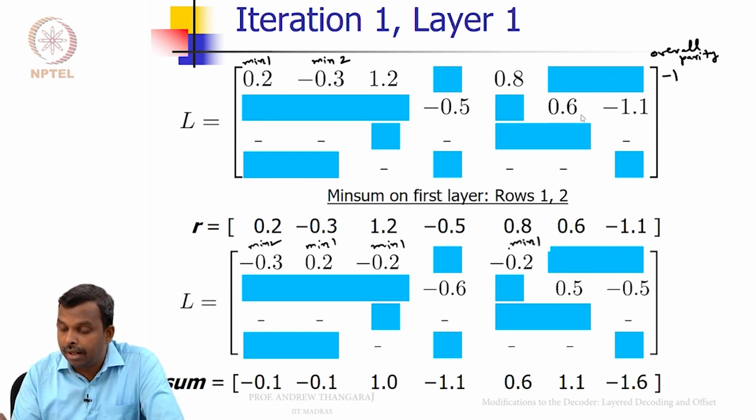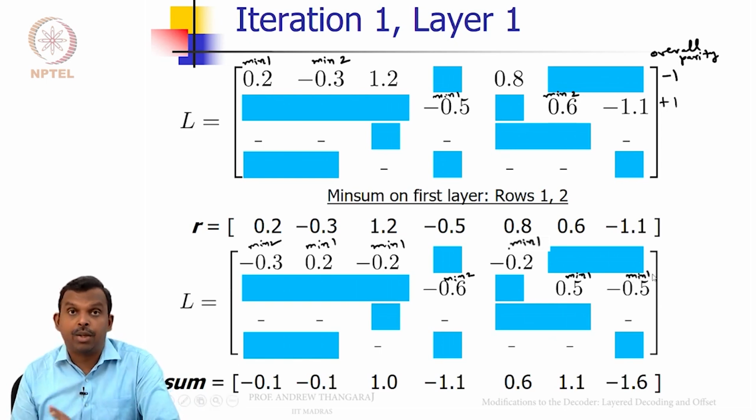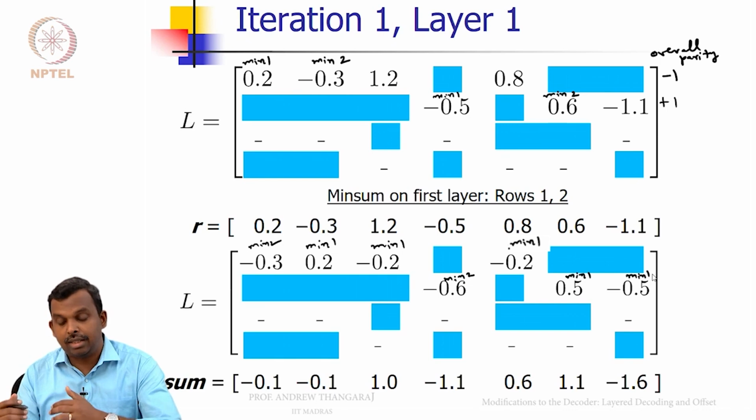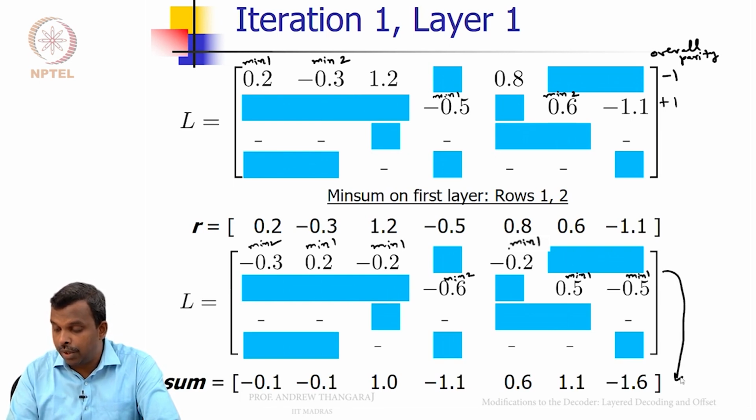The same thing we do in the next row as well. Min 1 is 0.5, min 1 is 0.5, min 2 is 0.6, and the overall parity is +1, so signs do not get flipped. Min 1 gets replaced with min 2, and the other two get replaced with min 1. That is what happens, and you are done. So the first step was initialization, the second step was this min sum, which we did in layer 1 for iteration 1, and then we immediately update. After this, once you are done, you use these values and you update.